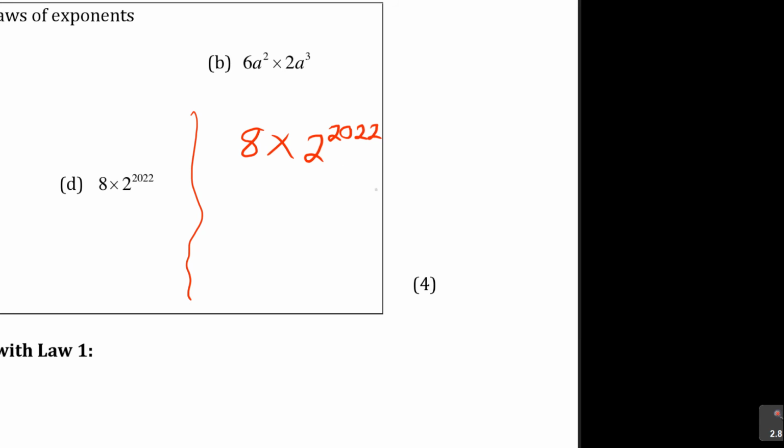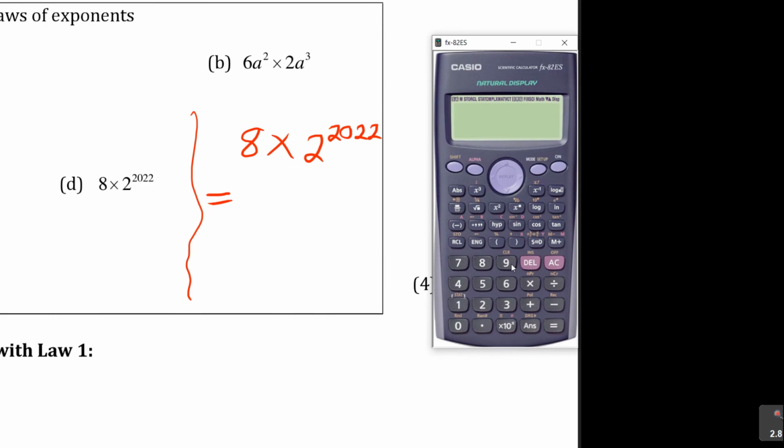It's a big number, but you can use the laws. What you do, as I told you, is express 8 as an exponent. So you take the calculator and type 8, then press shift and then the button from A. There is a button here, more like this one.